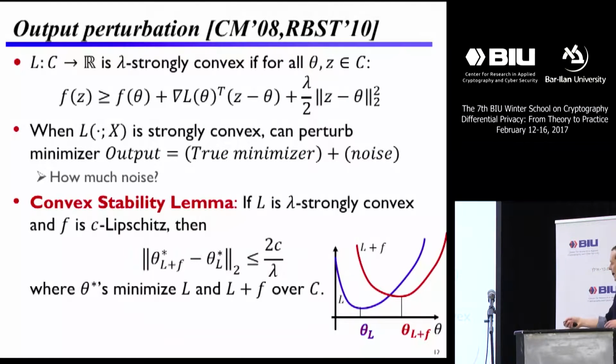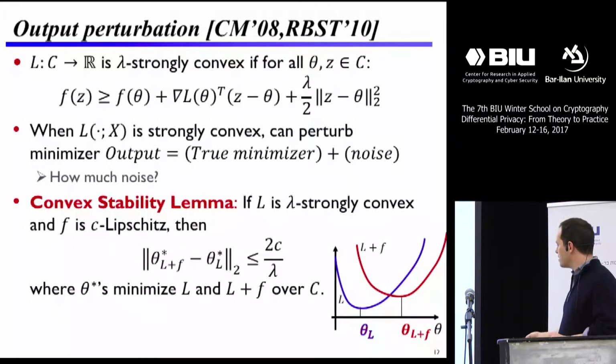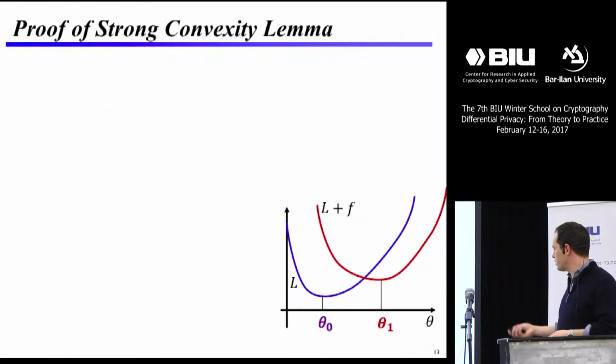And so what I'm going to get is that adding any one person to the data set is going to move the minimizer by a distance of at most order 1 over n. Okay, and so then I can add about this much noise to each component of the output, and I'll satisfy differential privacy. So just to give you a sense of what's going on, let's prove this strong convexity lemma.